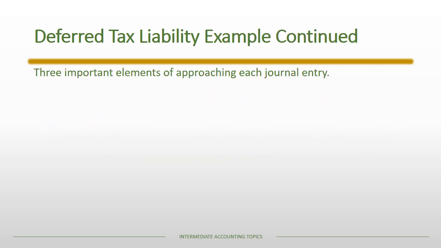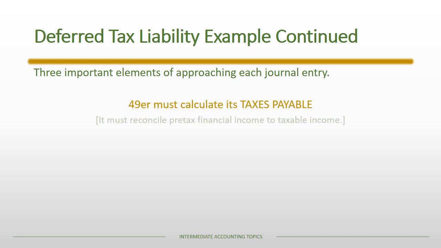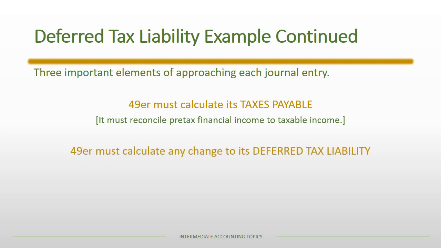So there are 3 important elements whenever you're approaching any journal entry. The first one is you do have to calculate taxes payable, and you do that by reconciling pre-tax financial income to taxable income. The second thing you have to do is calculate any change to a deferred tax liability, again, because this is a deferred tax liability problem.